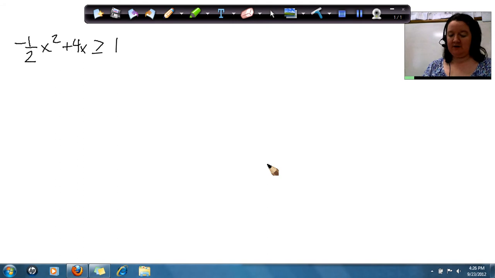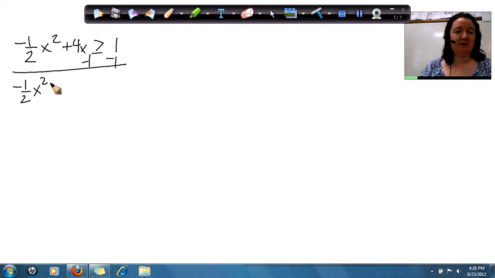Now the first thing you want to recognize about this equation is that it's not solved for 0. So we're going to subtract 1 from both sides. So we get negative 1 half x squared plus 4x minus 1, that symbol 0. Now if you look at this, I have a negative 1 half, a 4, and a negative 1.